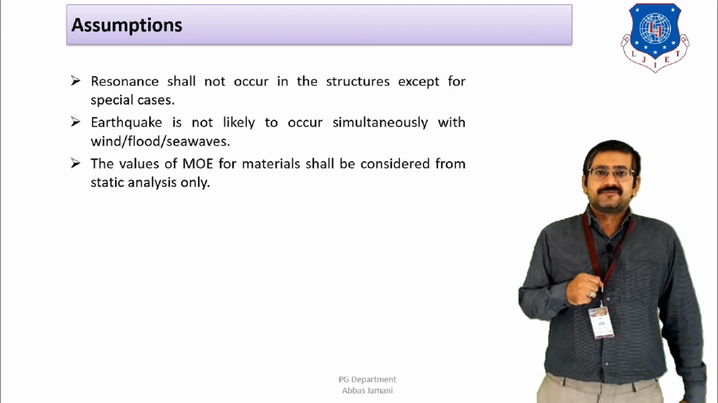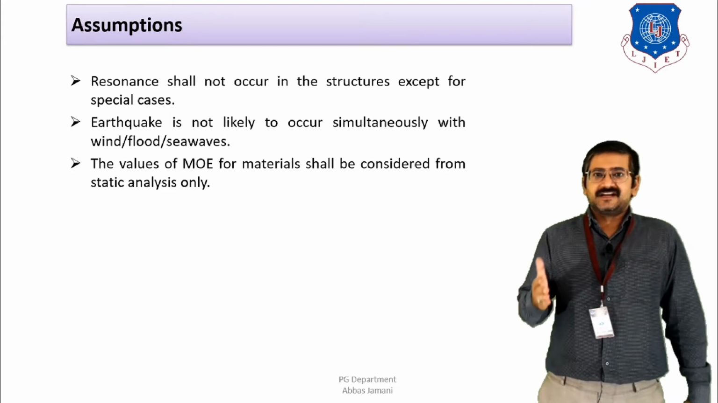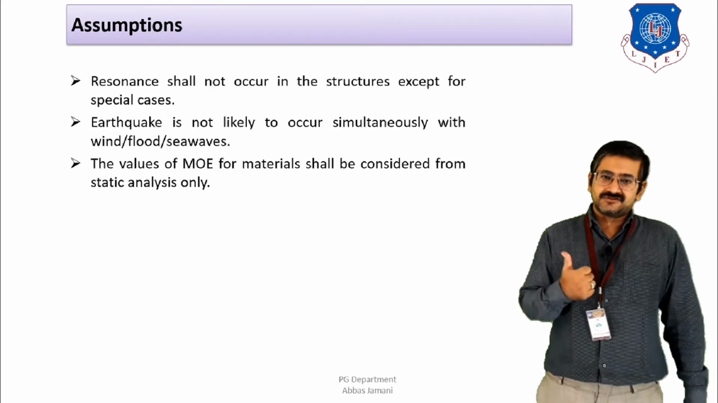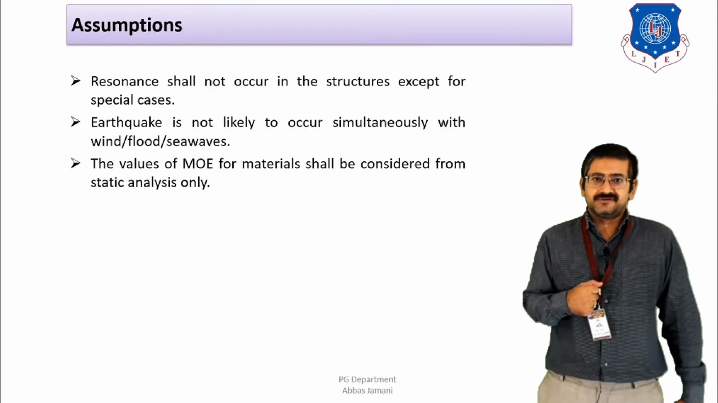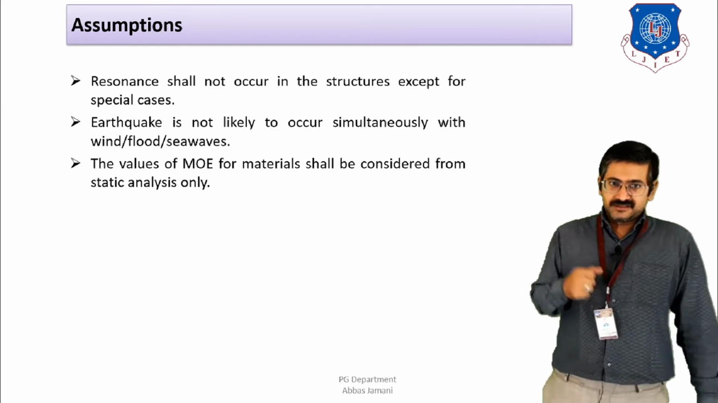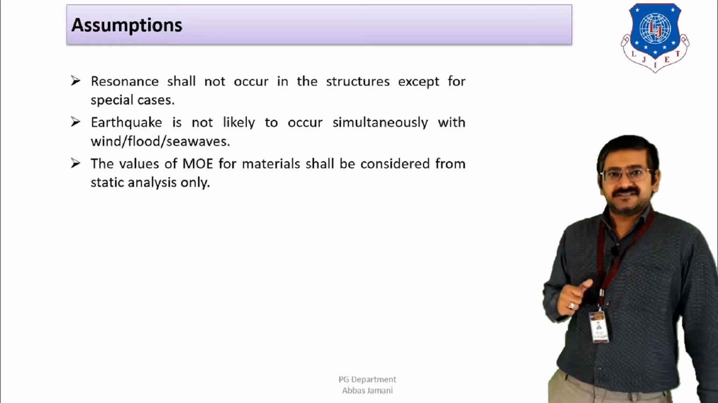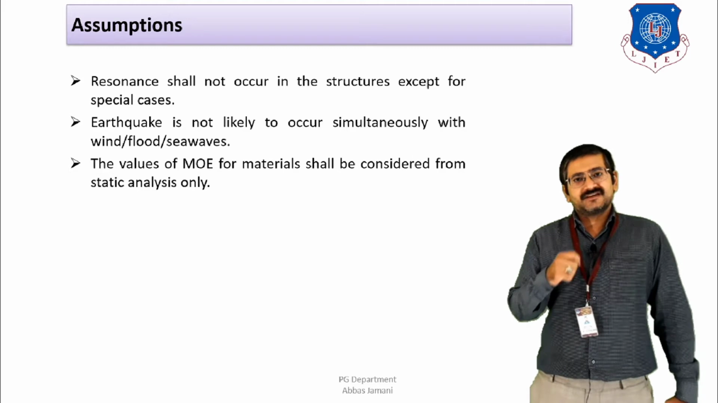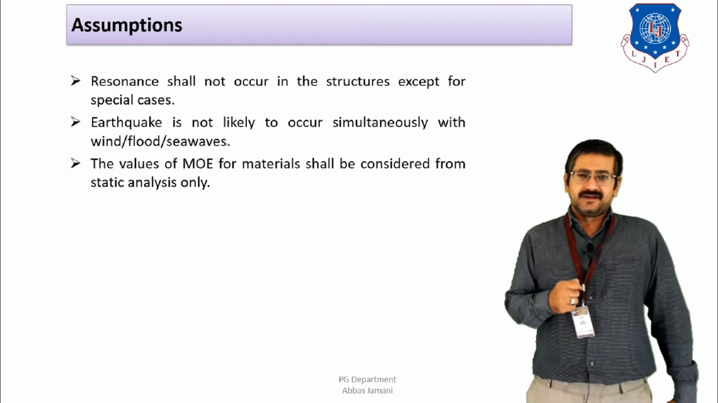Now, as we have seen the design philosophy, we have discussed the three types of earthquake that the design philosophy is talking about. First is minor, second is moderate, third is strong. Similarly, we have certain assumptions also based on which the provisions are presented over here. Now, which are those provisions? The first provision is that the resonance in the structure shall not occur except for special cases. That is because the earthquake ground motions are going to be complex and irregular in nature. Right?